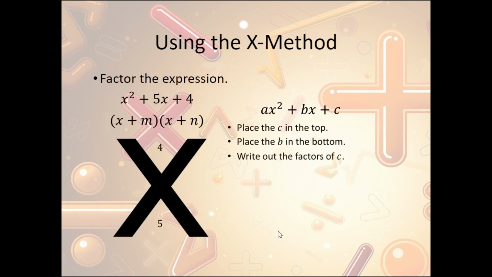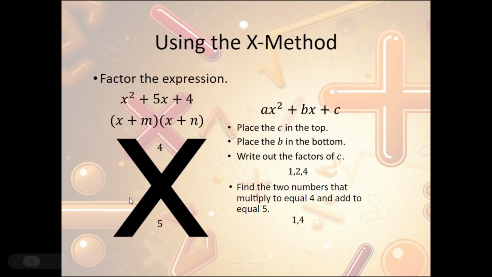Now we're going to write out the factors of c. So what are the factors of 4? Well, we have 1, 2, and 4. So those are my factors. Now I need to figure out which two of those numbers are going to multiply to equal 4 and add to equal 5. Well, I have 1 times 4 is 4, and when I add those two together, I also get 5. So I'm going to go ahead and put each of those in each of these sides. It doesn't matter which one goes where, as long as I have 1 and 4 on each side.